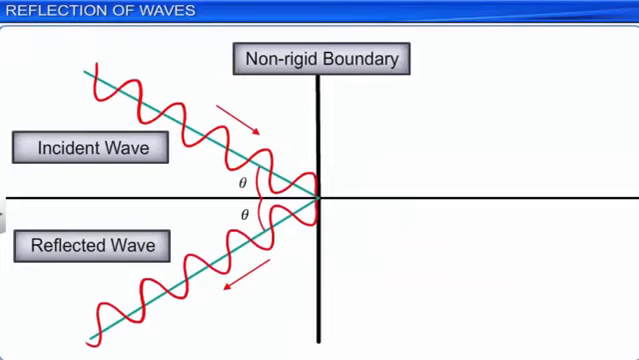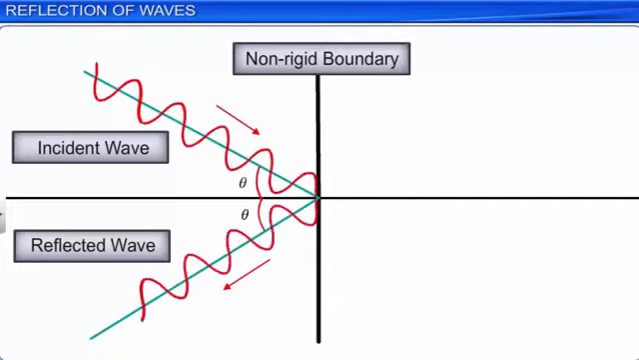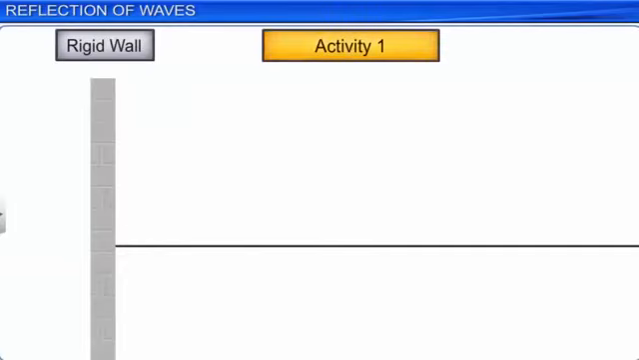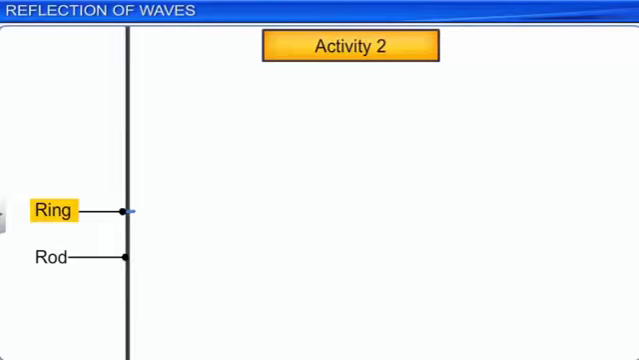To understand the phenomenon of reflection of waves, let us perform two simple activities. In the first activity, the left end of a string is fixed to a rigid wall. In the second activity, the left end of the string is tied to a ring, which can slide up and down without any friction on a rod. A single pulse is generated at the free end of the strings.